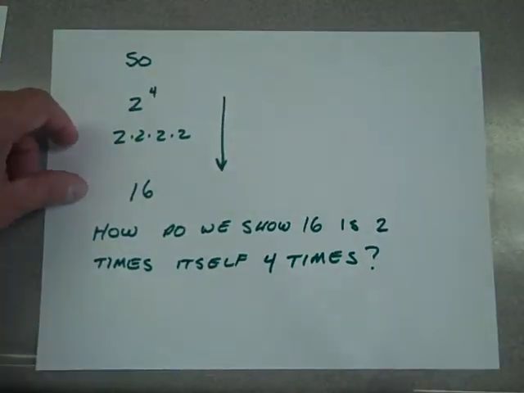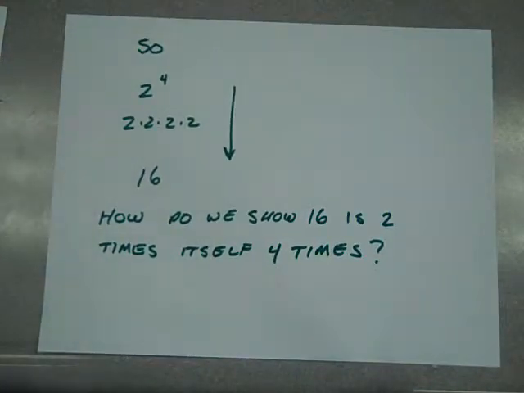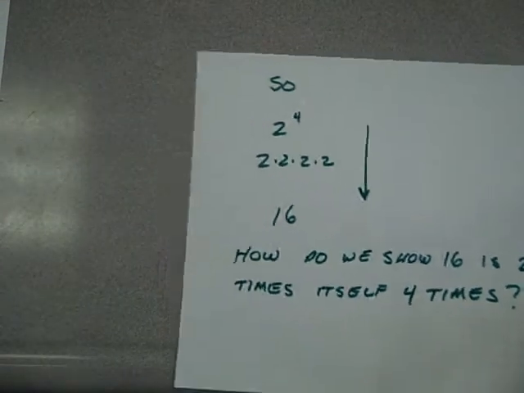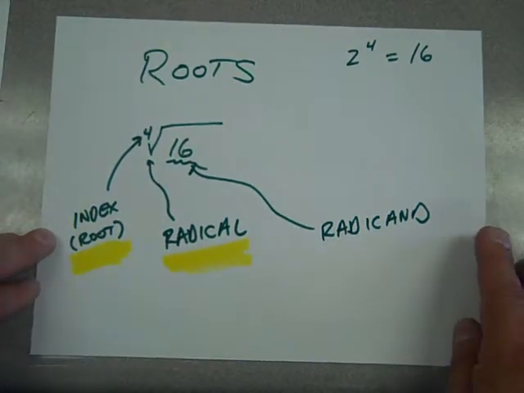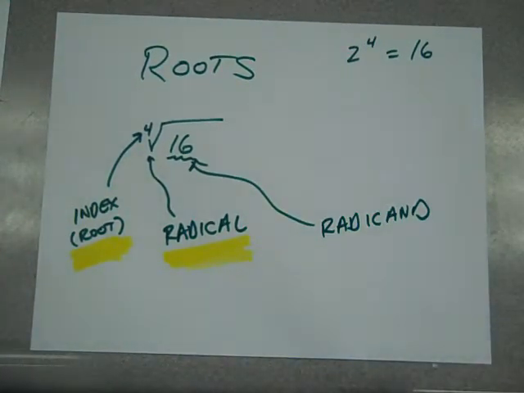So we have a method now for exponents going down the page. 2 to the 4th is 2 times 2 times 2 times 2, which is 16. But how do we show 16 is 2 times itself 4 times? How do we go backwards? We have downstream right now shown. How do we go upstream? And that's where roots come in. And that's often the misunderstood part of exponents. 2 to the 4th equals 16.